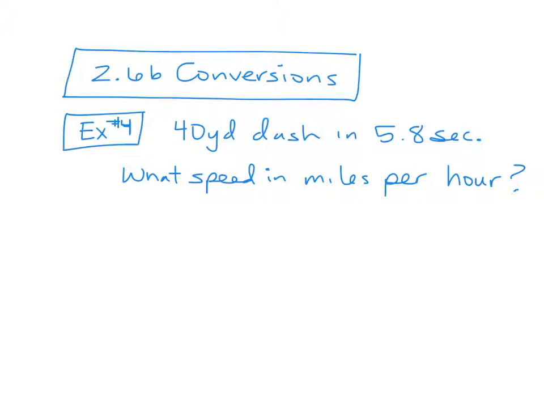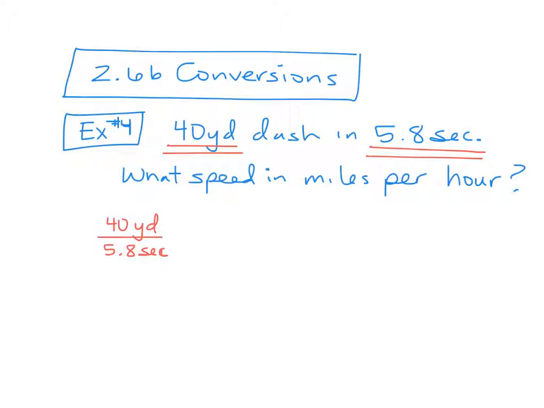So what you do is you start with the information you were given, 40 yards per 5.8 seconds. Which one of those do you think should go on top? Yards, right? Because we want yards per second is what we're starting with. So it's 40 yards per 5.8 seconds. Okay, that's our starting point. I'm going to do our starting in red.